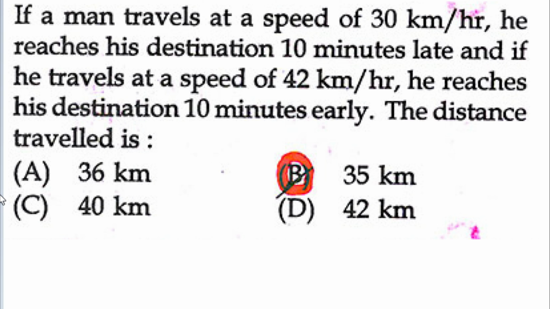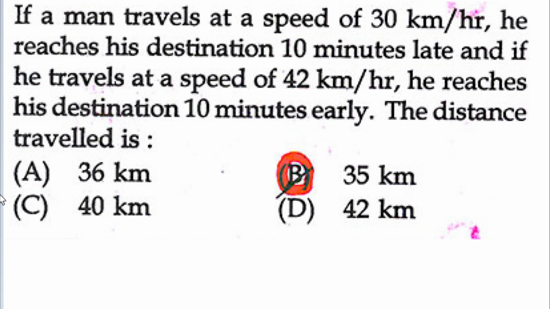The question says if a man travels at a speed of 30 kilometers per hour by a car or something, he reaches his destination 10 minutes late. And if he travels at a speed of 42 kilometers per hour, he reaches his destination 10 minutes early, like he is driving fast. So what is the distance he had traveled?